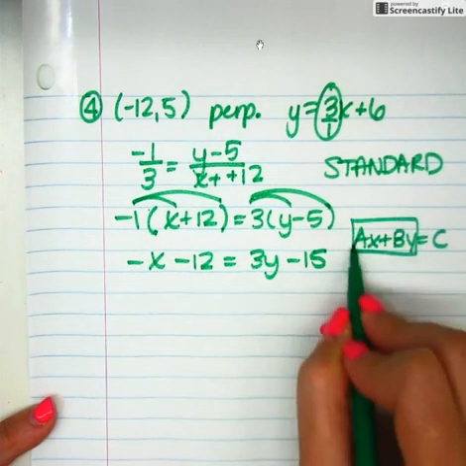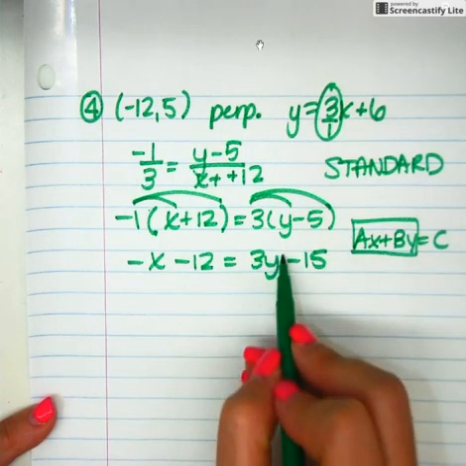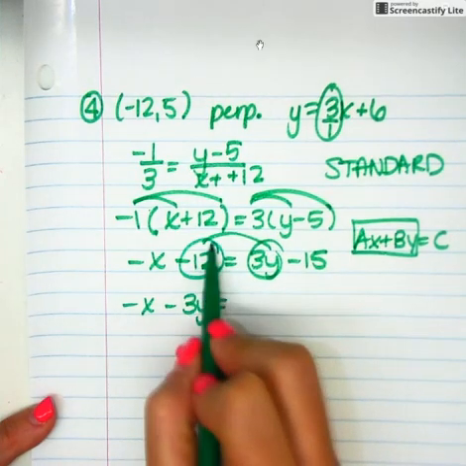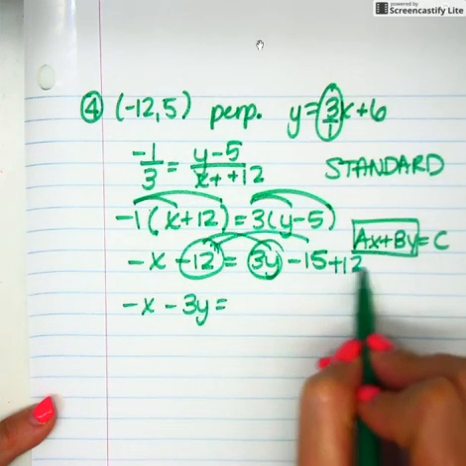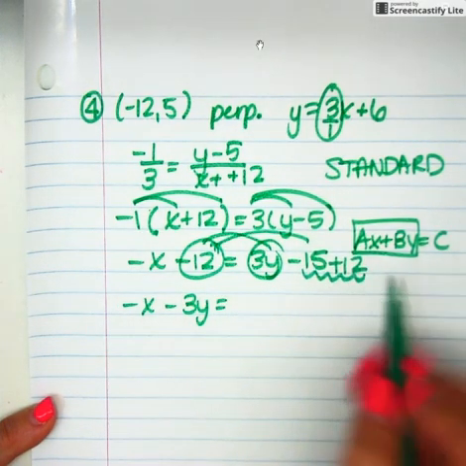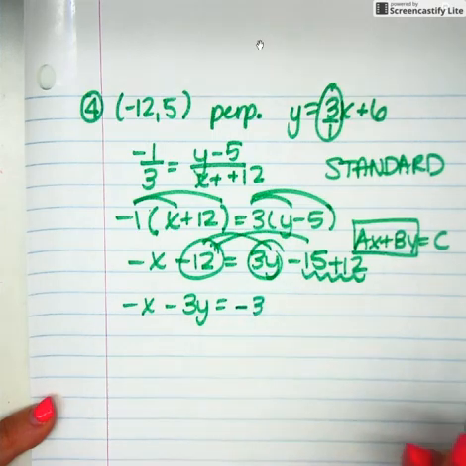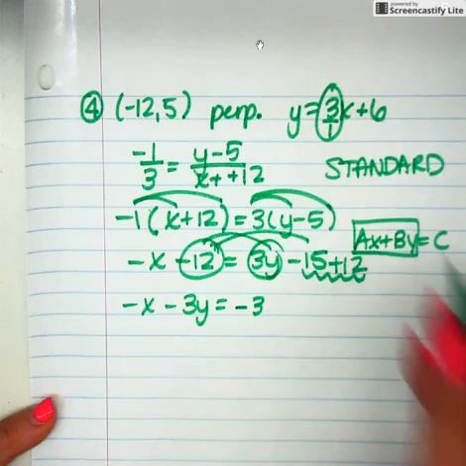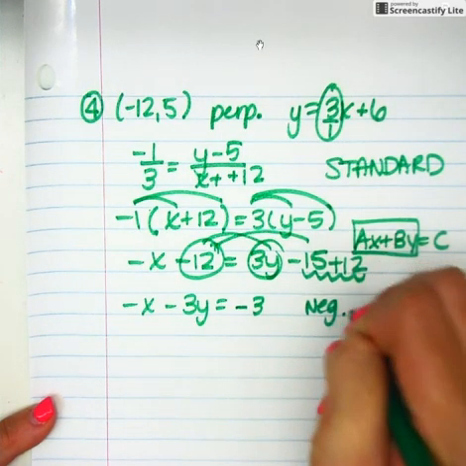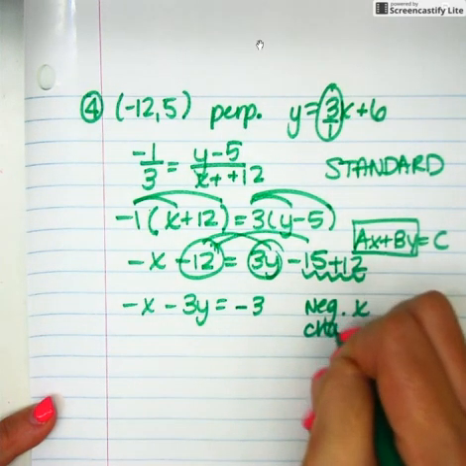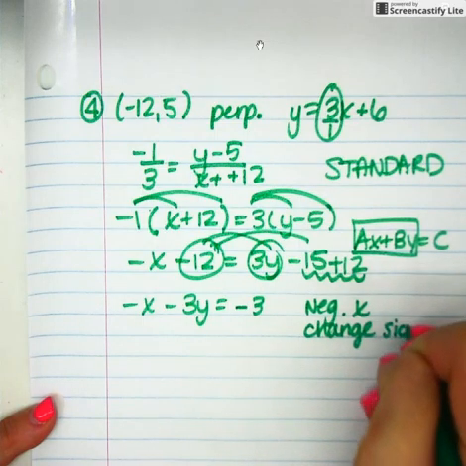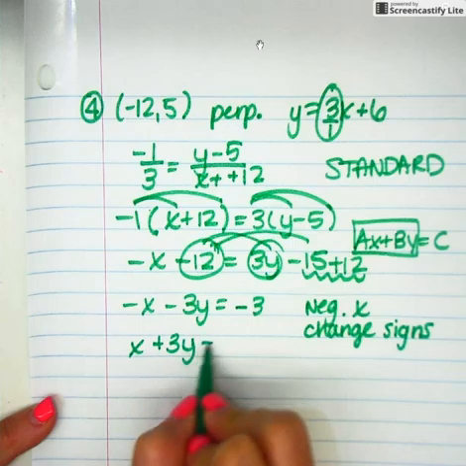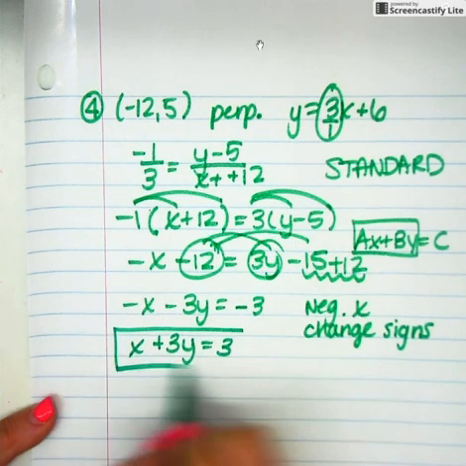So we want x and y together on the left. So I'm going to move my y over, and he's going to become negative. I'm also going to move my 12 over. He becomes positive, and negative 15 plus 12 is negative 3. The other thing you cannot have in standard form is a negative x, so we need to change our signs. So the final answer is going to be a positive x, a positive 3y, and a positive 3.